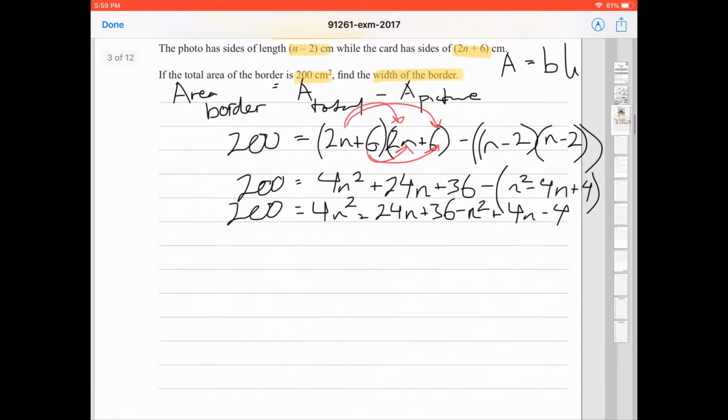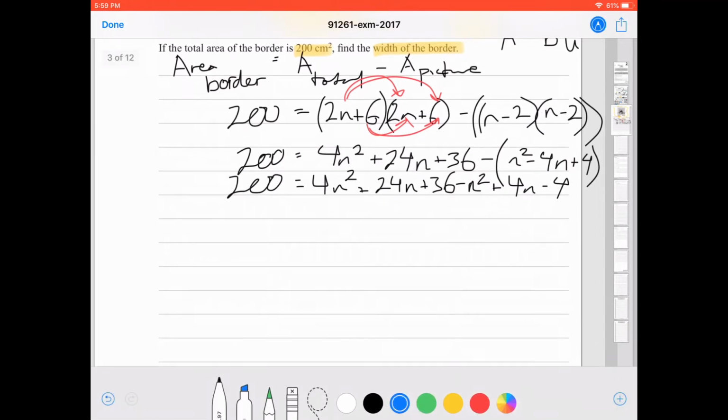At this point, we've got some like terms. So we're going to collect like terms. We've got our n squareds, our n's, and our single like integer values, and the 200 is included in that as well. We can see a quadratic forming, and so let's bring everything to the same side and put it in ax squared plus bx plus c form, so quadratic form.